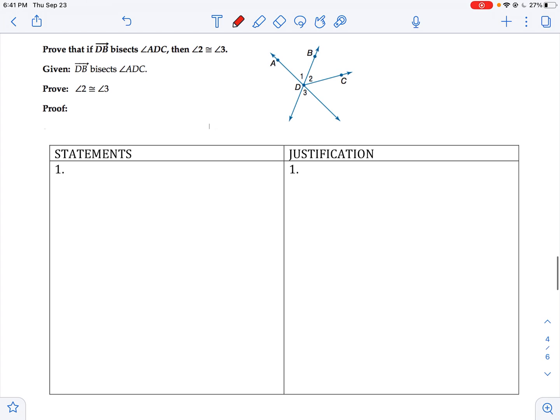Okay, this is our last proof for the day. We're given that ray DB bisects, there's a good word, bisects angle ADC. That's given. Then we're given nothing else. We want to prove that angle 2 and angle 3 are congruent. Okay, so this bisects ADC. Well, there are some vocabulary words we can define here.